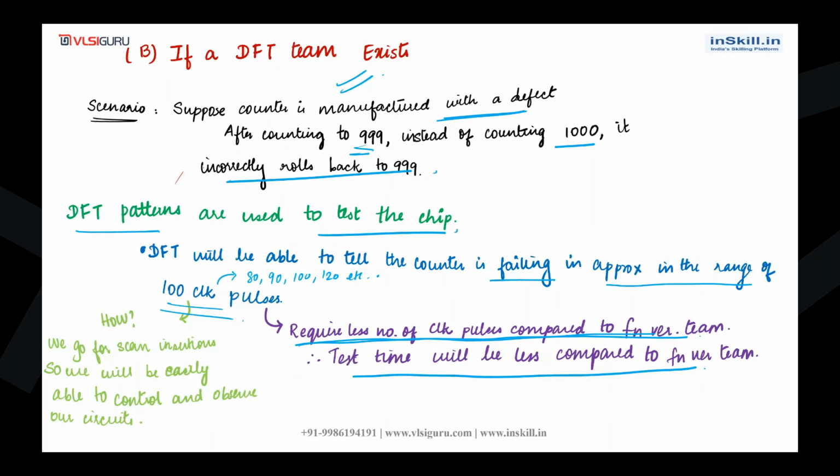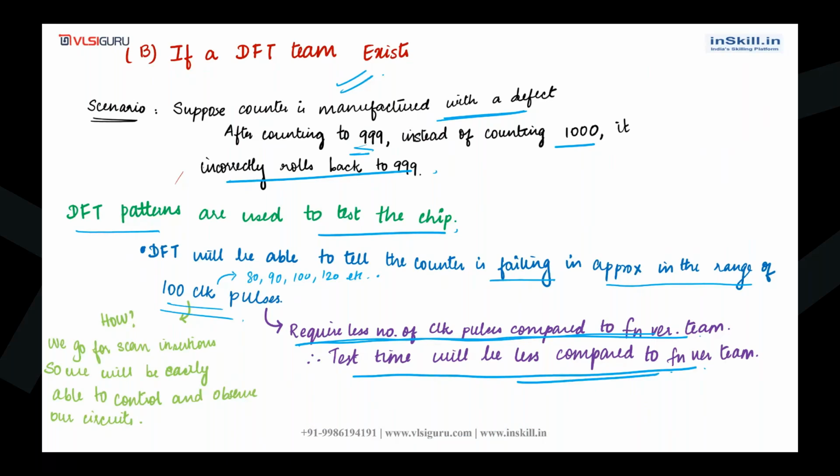The functional verification team, in this case, requires more than 1000 clock pulses to tell that the counter is failing. Whereas with the DFT team, we are able to tell that the counter is failing in approximately the range of 100 clock pulses, like 80, 90, 100, 120. So we require significantly fewer clock pulses as compared to the functional verification team, and that's why test time will be less compared to the functional verification team.